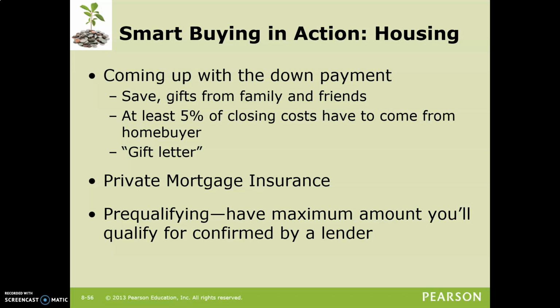Alright, coming up with the down payment. How do you come up with a down payment? You can save from your savings, or get a gift from family or friends. At least 5% of the closing cost has to come from the home buyer. And you also have a gift letter.